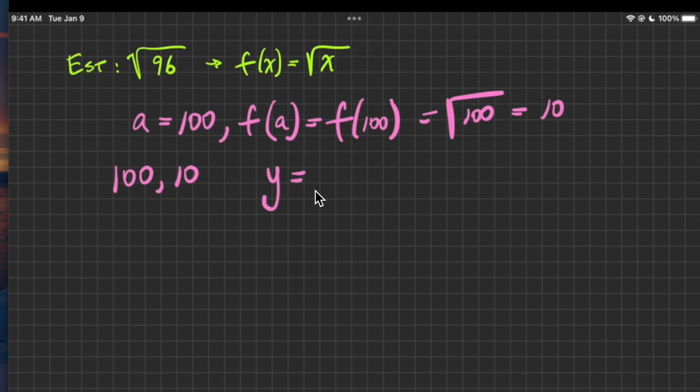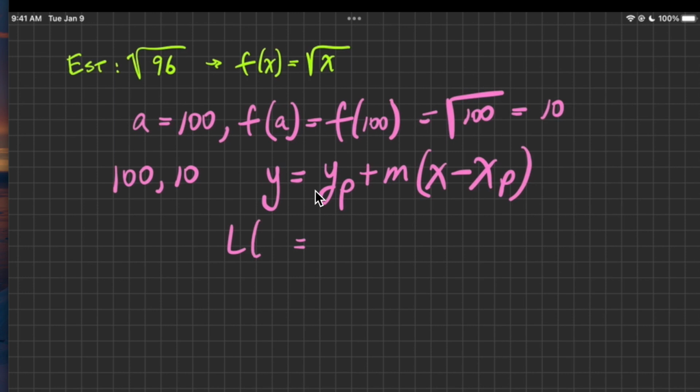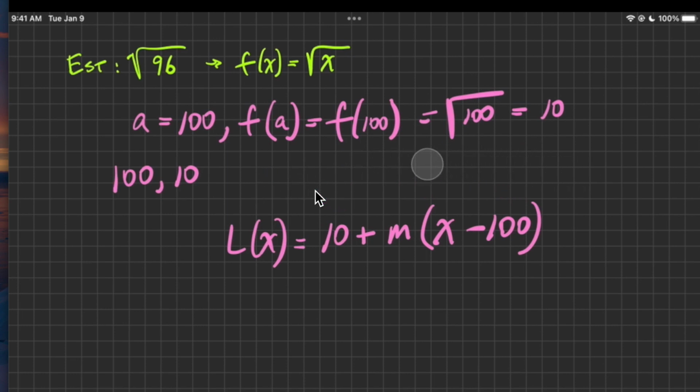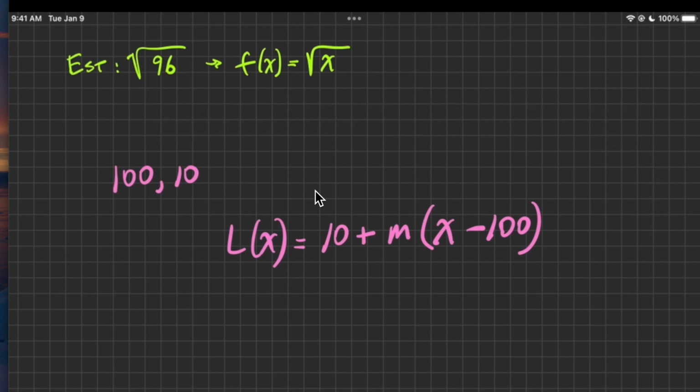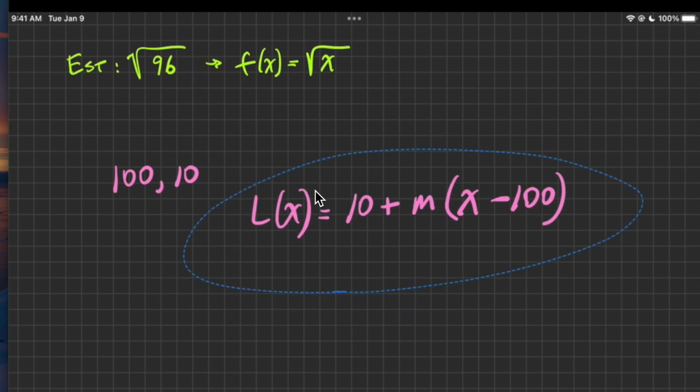Let's build our equation of the tangent line, otherwise known as L of x. We already have our y point and our x point. So we're going to change this to L of x, and we're going to put our y value here. Here's m. We don't have that yet. And we're going to have 100 as our x value. Folks, let's now go ahead and take the derivative of our function, and then we're going to plug in a equals 100 and get f prime of a and get our slope.